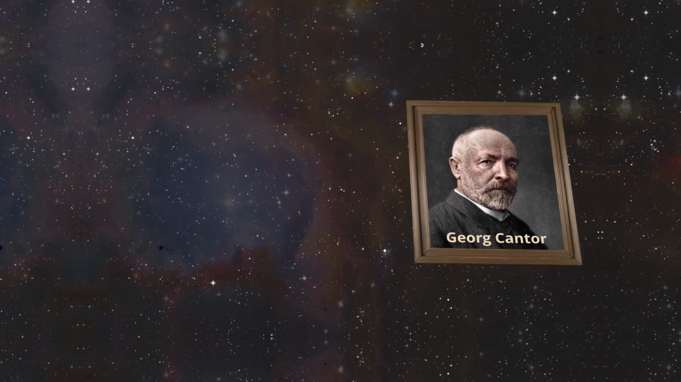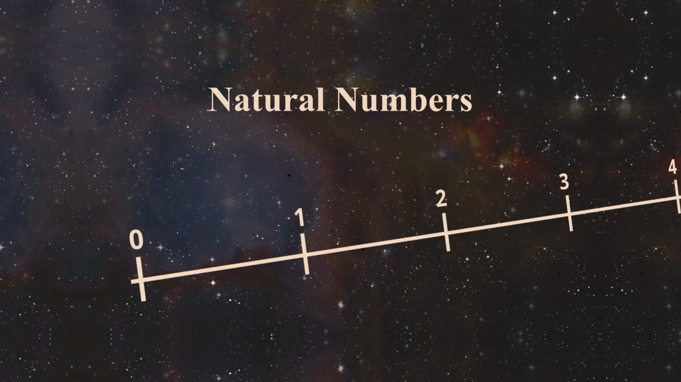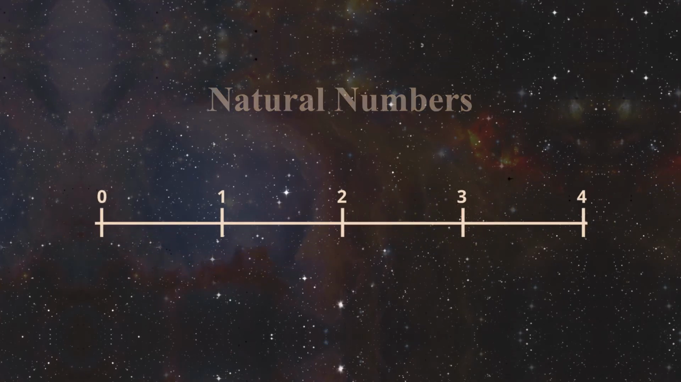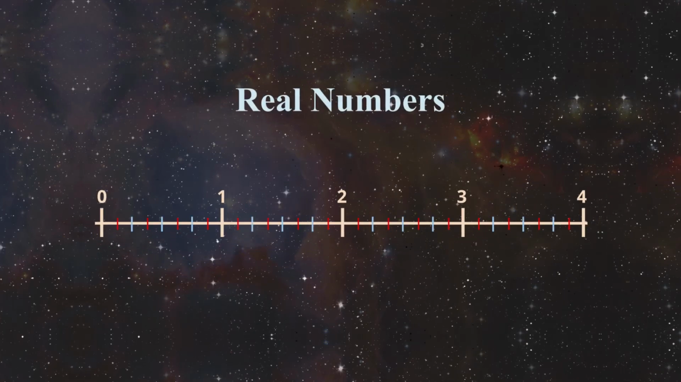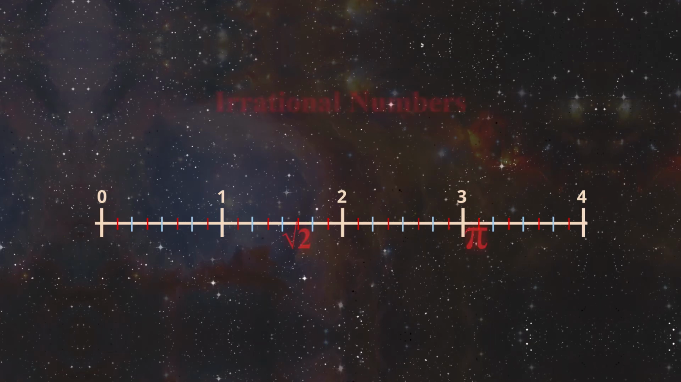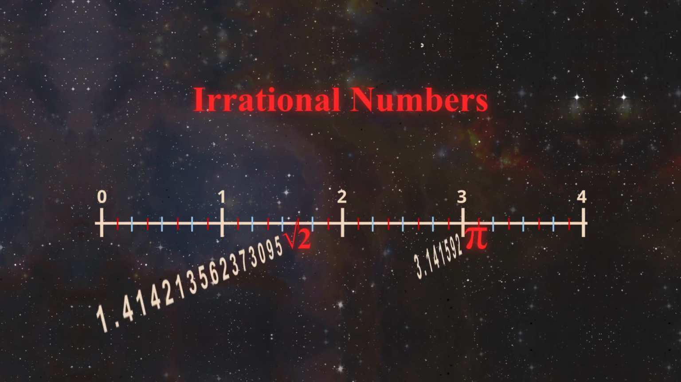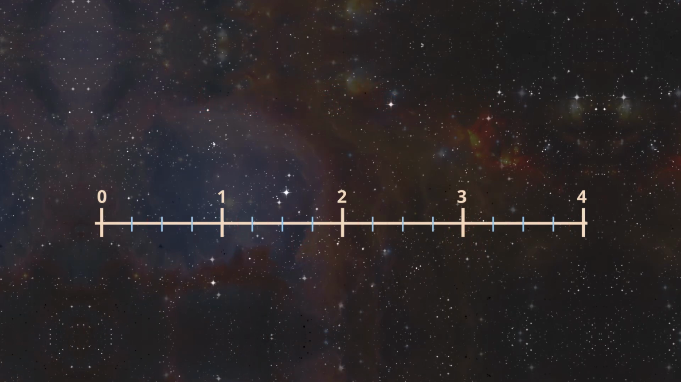Well, yes. Georg Cantor, the 19th century German mathematician that also created set theory, proved that the set of real numbers is more numerous than the set of natural numbers. Real numbers are all the possible numbers on the number line. They include irrationals, the values with endless digits like the square root of 2 and pi. Want to see the proof?